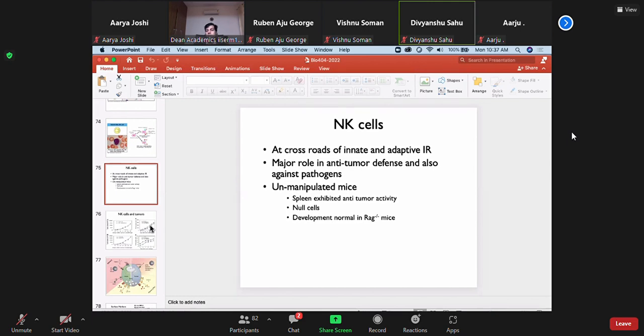Okay, so more questions. Sir, can we say that cytotoxic T cells cannot work in conjunction with NK cells? So what do you mean by conjunction? Basically, NK cells and cytotoxic T cells cannot work together in destroying a particular infected cell type because of the missing self hypothesis.